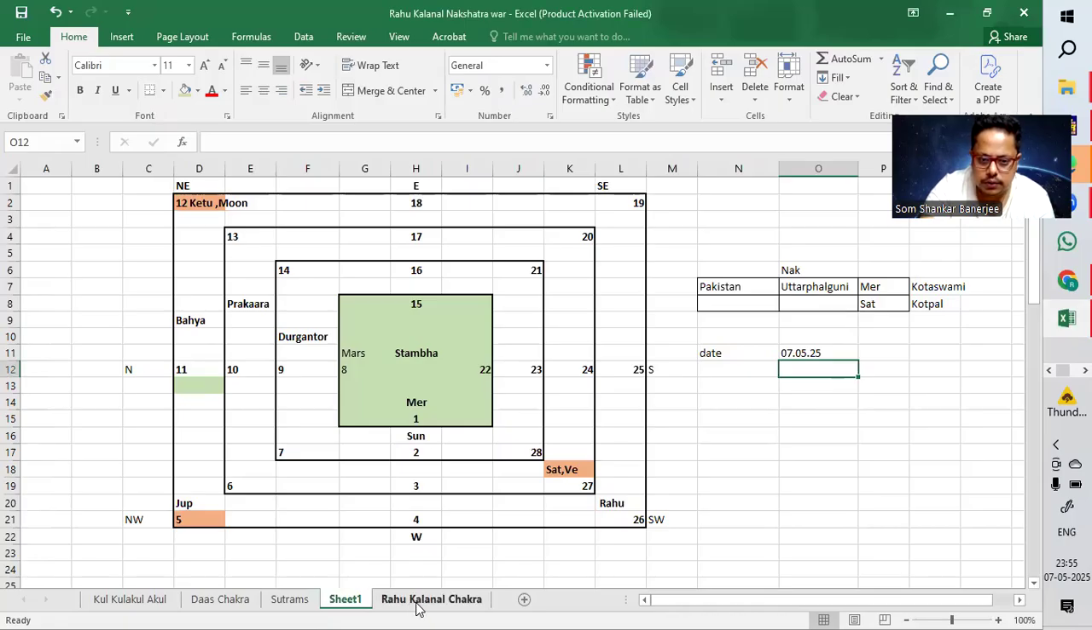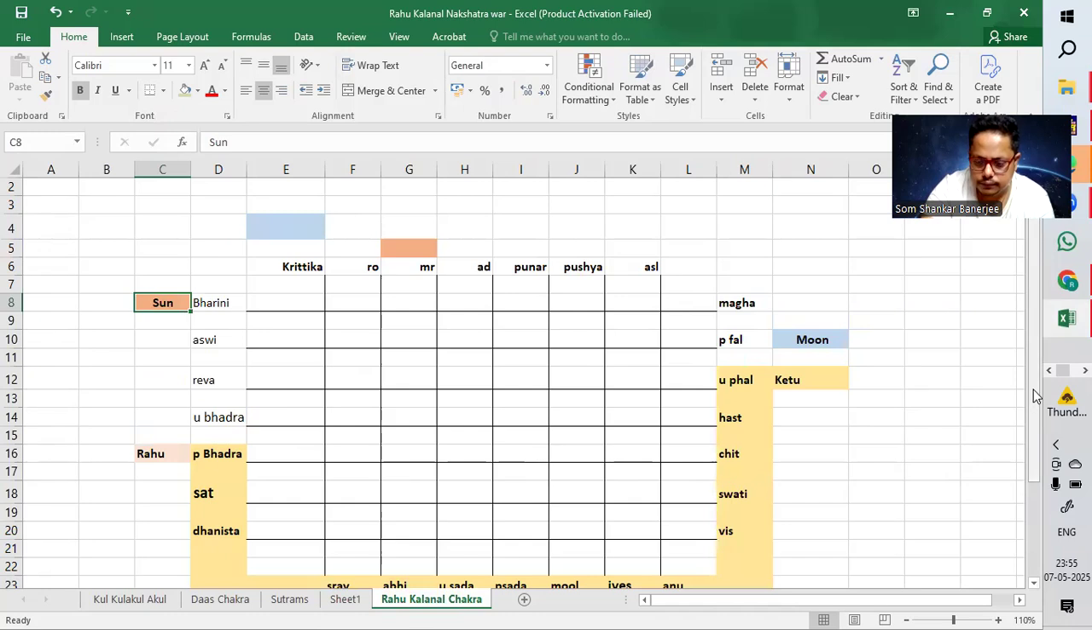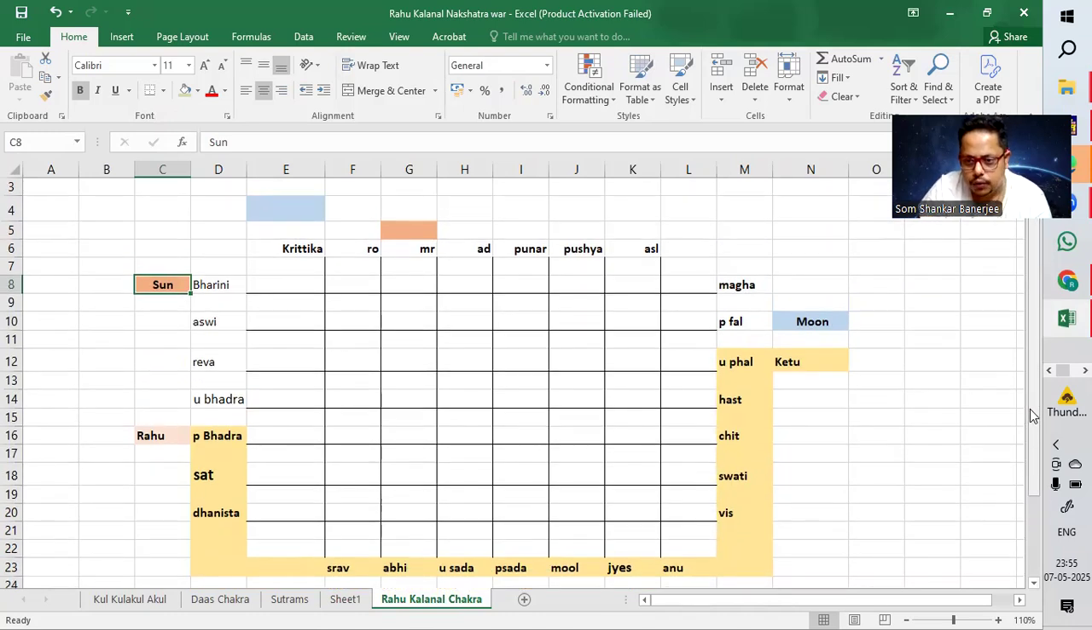So, I'll share this particular chakra. This is called Rahu Kalanal chakra. I have explained this before. This has got 28 nakshatras, and the Rahu and Ketu are the borders. The planets to consider for this chakra are Moon and Sun. Moon is the attacker, in this case India, and Sun is the defender, which in this case is Pakistan.